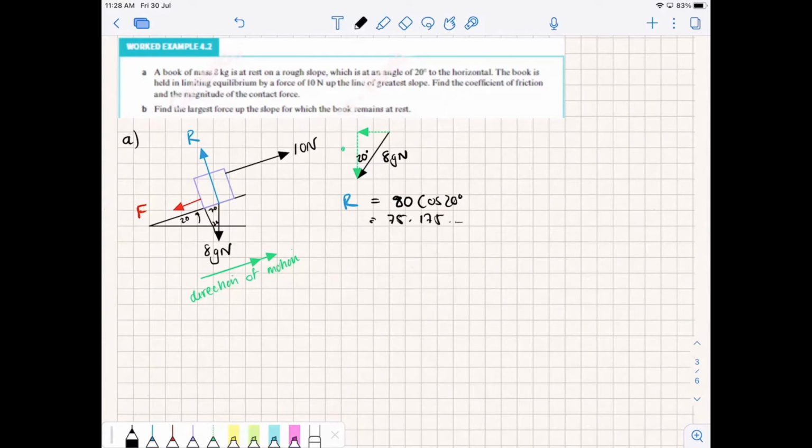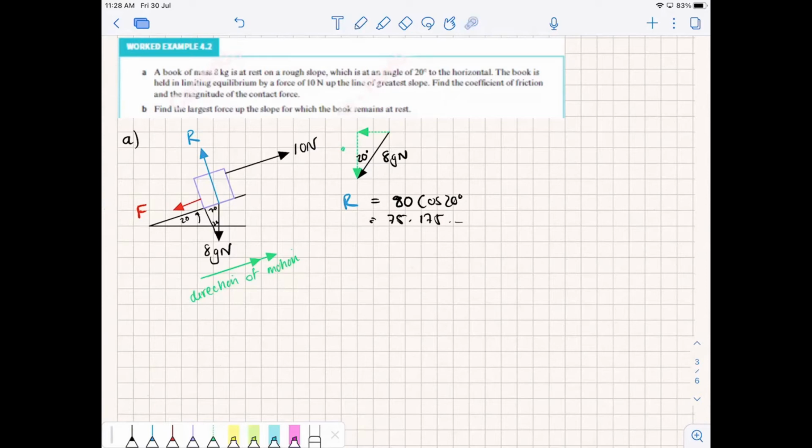$75.175, etc. Right now, I'm immediately going to store that into my calculator because we're going to have to use it later on. Right, there we have the normal contact force. Now we need to work out the friction force. Again, remembering that this object is in equilibrium, so the components must be equal to each other.